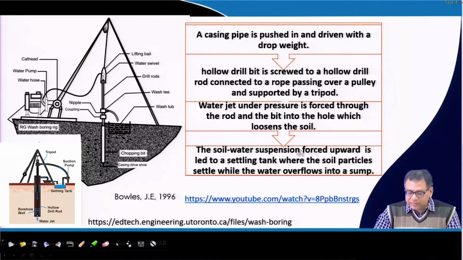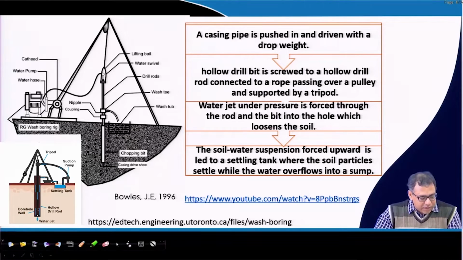Then the soil-water suspension is forced in an upward direction. That means when we apply the water jet, the soil becomes loose. This soil with the water, this slurry, is forced to move. Here, as the arrow shows, we apply the jet in the downward direction, and the water and the soil particles, this slurry, are forced to move in the upward direction.